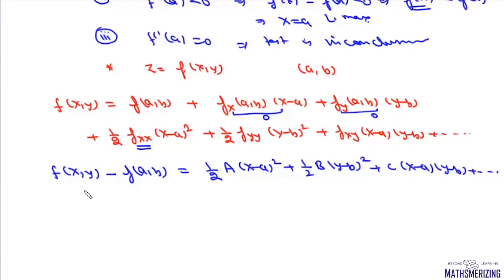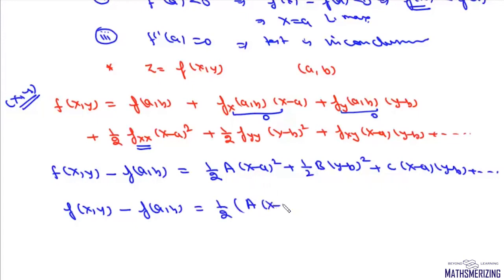Now again, we are looking for points of local maxima and local minima. That is, we are looking for the points in the neighborhood of (a, b). We can ignore higher powers of x minus a and y minus b. So we can write f(x, y) minus f(a, b) is nearly 1 by 2 times [a (x minus a) square plus b (y minus b) square plus 2c (x minus a)(y minus b)].